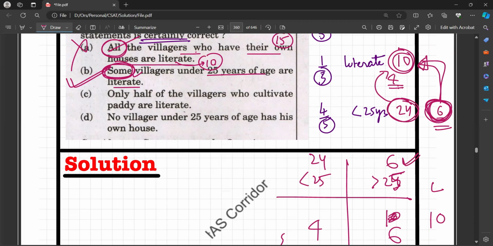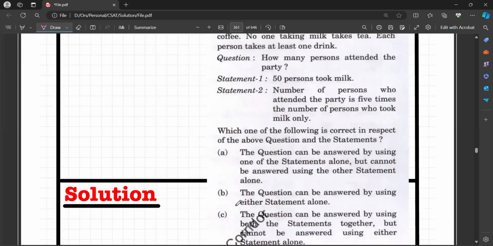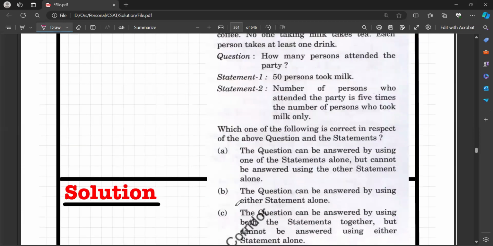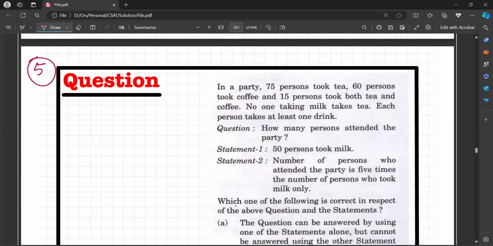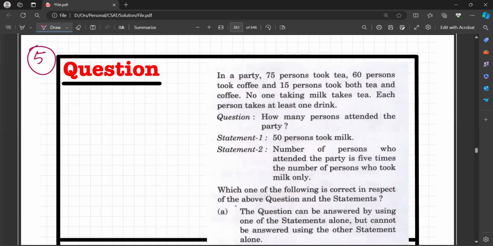Got it? So let us go to the next question. That is question number 5 for you. And I think it will be the last question. In the next class, we will begin with the physics topic. Okay, this is the last question of sets and we complete sets here. Let us read this question.